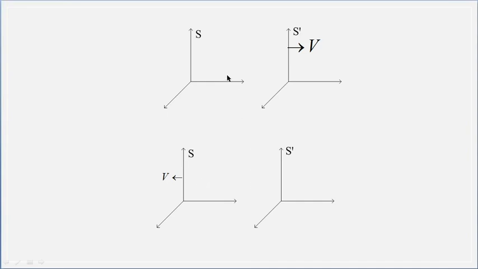Okay, so now here in the first case, the sibling in the first frame will observe that the sibling in the second frame is younger. Whereas if you consider the second case, the sibling in the second frame will see that the sibling in the first frame is younger. So this is a contradictory result.